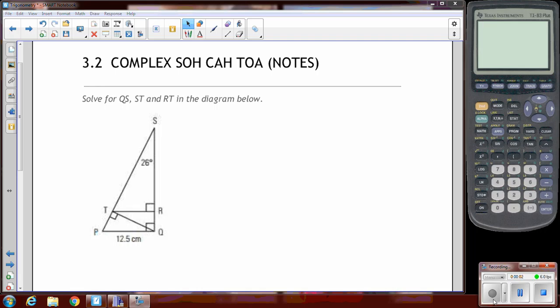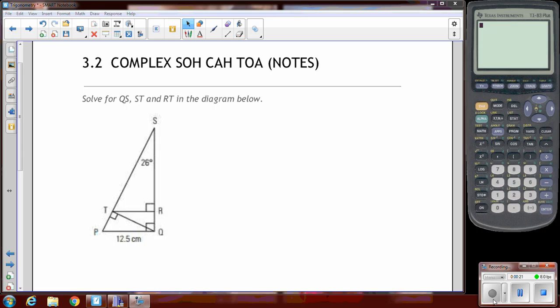In our first two lessons, we reviewed how to use SOHCAHTOA, or right angle trigonometry, by using the sine, cosine, and tangent ratios. We also reviewed Pythagorean's theorem, a squared plus b squared equals c squared, and labeling sides of right triangles to show the hypotenuse, the opposite, and the adjacent side in accordance to a certain reference angle.